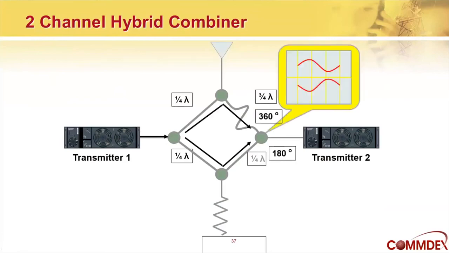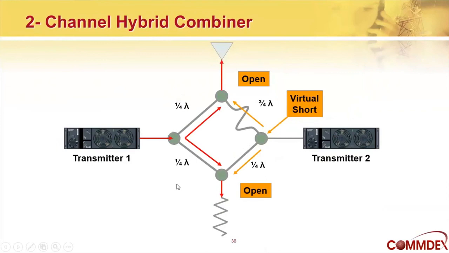If it goes the other way, it sees a total of a full wavelength of transmission line, and that looks like a high impedance path. So no matter how it gets from A to B, it looks like a high impedance path. The only low impedance path it sees is the one that leads to the antenna. So it provides a combination of virtual opens and virtual shorts. Again, the low impedance path being the one to the antenna.